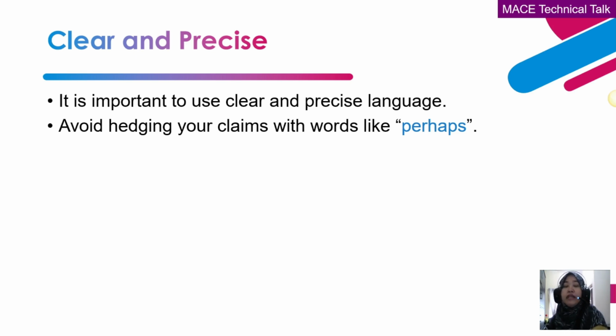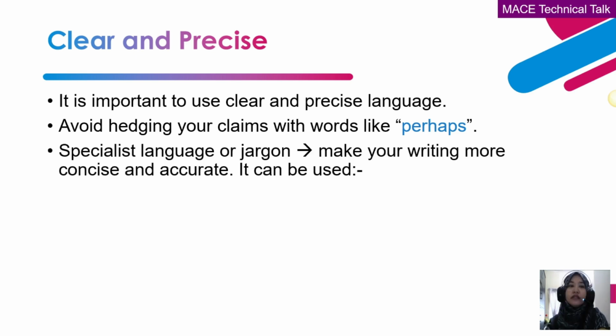For example, for this sentence, "this could perhaps suggest that." Instead of using perhaps in that sentence, you can actually use another sentence, which is just "this suggested." Exclude perhaps from your sentence because it will show the reader that you are not confident enough with your work in that article.